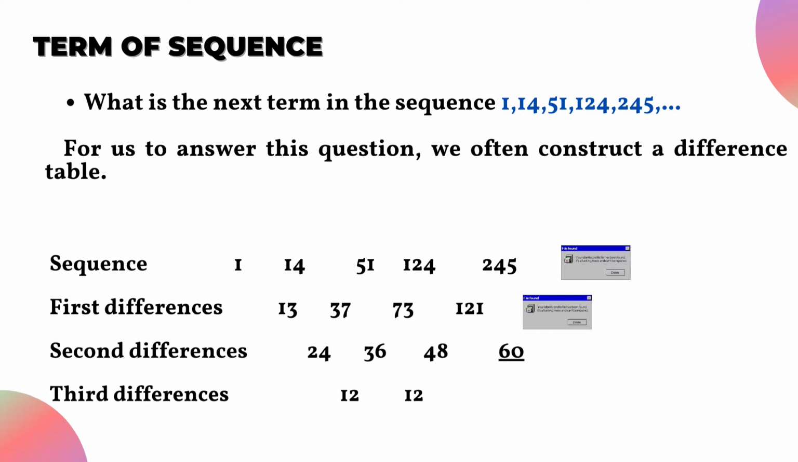Bale, ganun na rin yung gagawin natin sa next. So, i-add natin yung 60 sa last term ng first differences. So, 121 plus 60 is equals to 181. So, para naman makuha na natin yung next term ng sequence na mismo, add natin yung last term ng first differences sa last term ng sequence. So, that is 426. So, therefore, our next term sa sequence is 426.